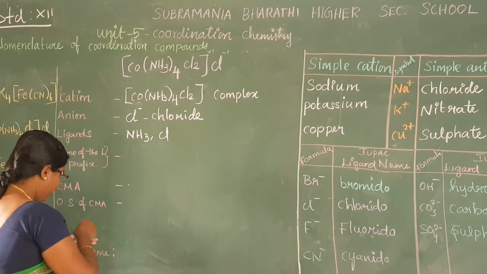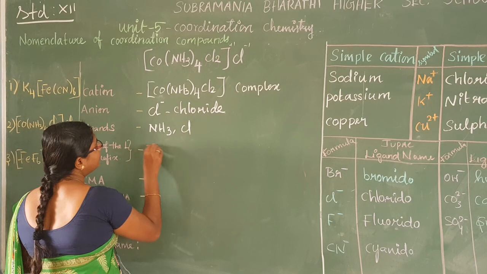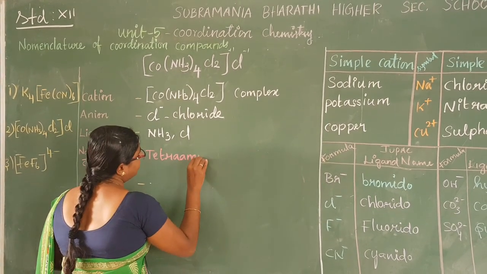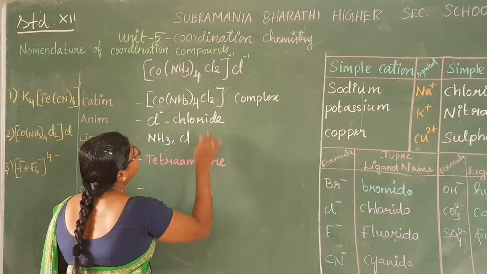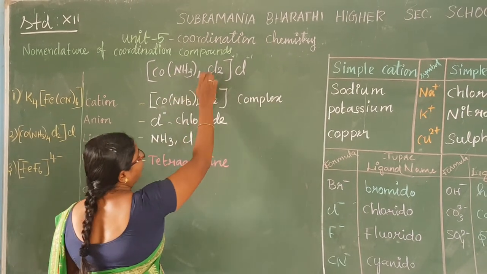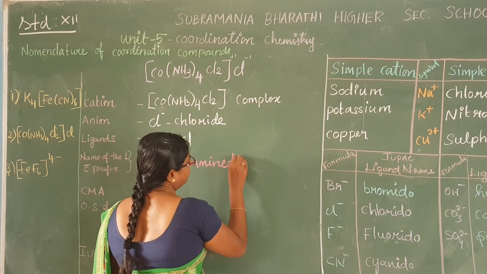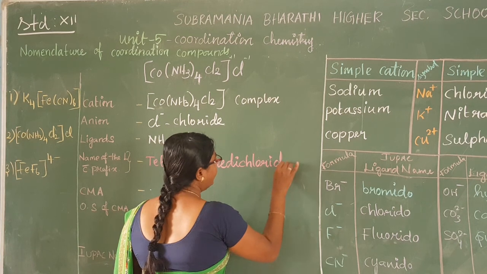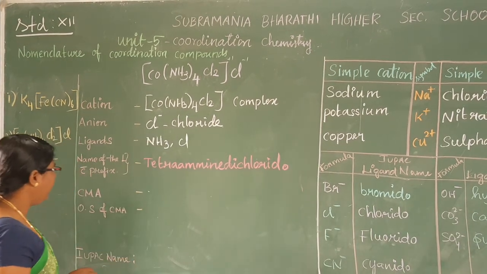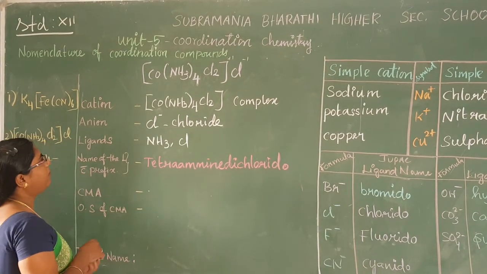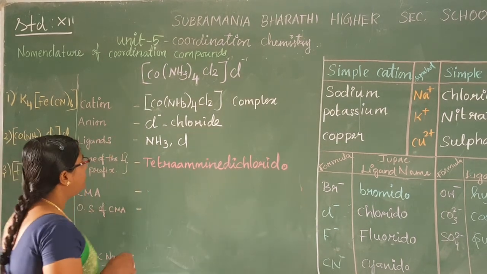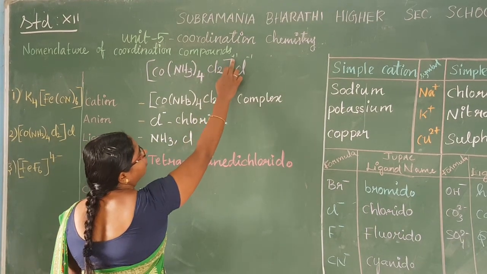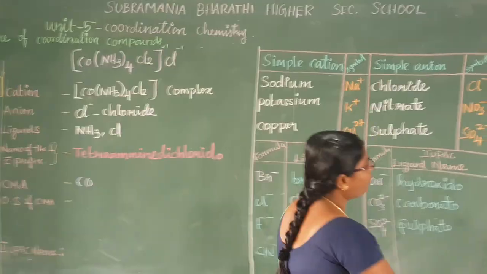So let me write the name of the ligand: tetraamine dichlorido. Okay, so I have named the ligand. Then we can go for the central metal atom. What is the central metal atom which is present here? Cobalt. Since it is a cationic complex, how can I name the cobalt here?